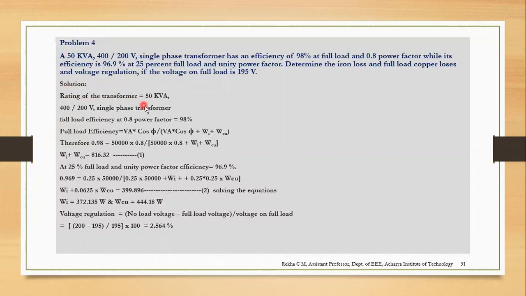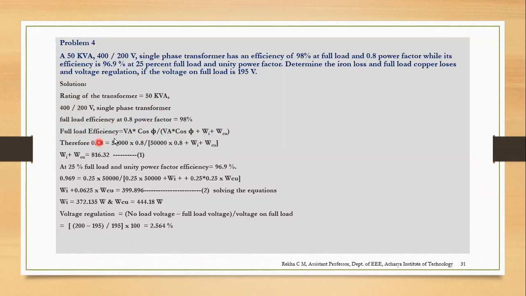Rating of the transformer is given, that is 50 kVA, and then the primary voltage of 400 and secondary voltage 200 of a single phase transformer. Full load efficiency at 0.8 power factor is also given as 98%. Now let us recall the formula for full load efficiency. It is VA into cos phi divided by VA into cos phi plus WI plus WCU, that is iron loss plus copper loss. VA is nothing but the rating of the transformer. Cos phi is the power factor of the transformer which is given.